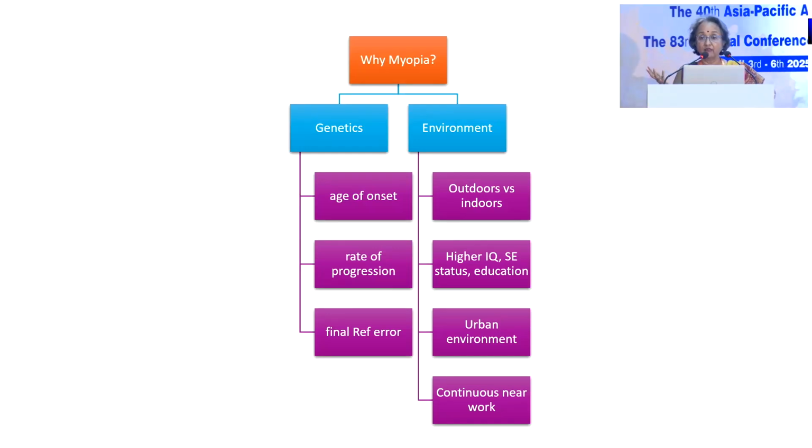Now, environment, you want to ask the child: how much time is spent outdoors versus indoors? They generally find children with higher IQ, or pushing themselves to study, studying in ICSE, Cambridge board, international board, all these kids, are more prone to myopia. Urban environment compared to rural environment, and continuous near work. We all used to say, oh, it's all the gadgets, the phones, the iPad. No, kids who read good old books hours and hours together are also at risk.